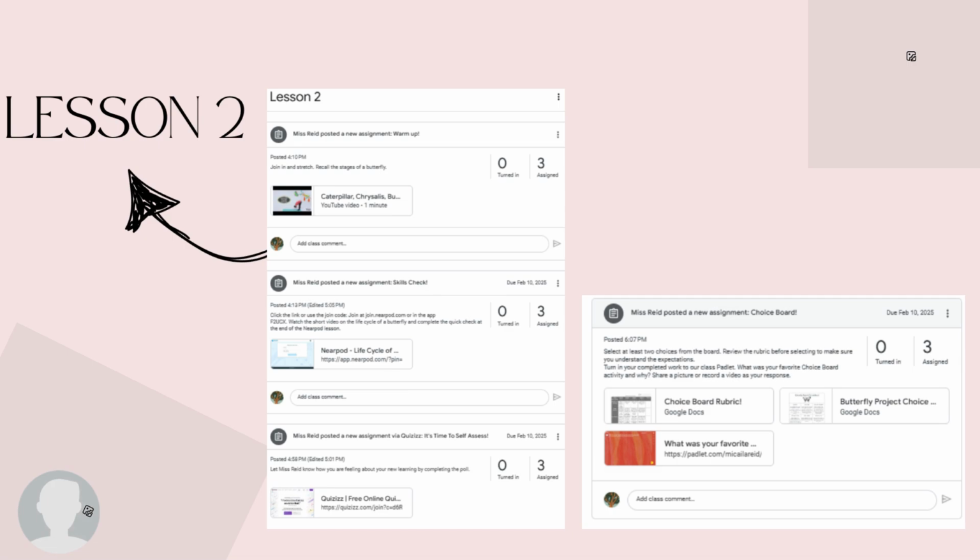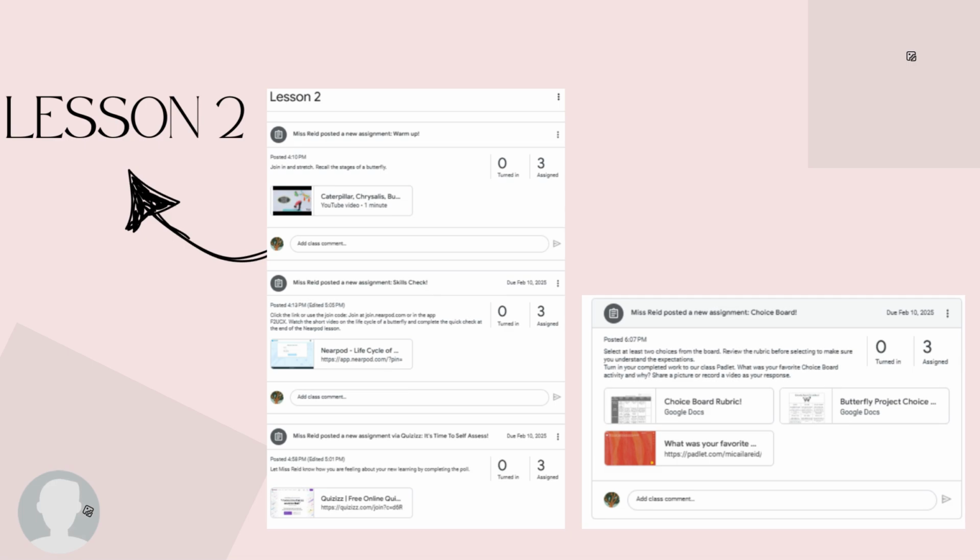And then they will complete a poll on Quizizz, which is just a self-assessment. It lets the teacher know how they feel about their new learning. And then they are given a choice board, which they are to complete at least 2 of the choices on the choice board to get credit.